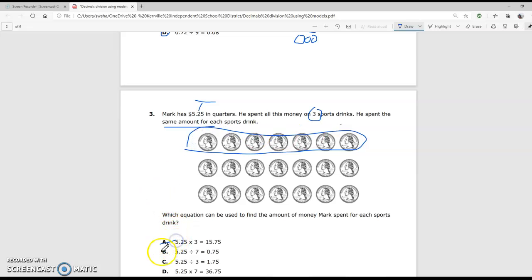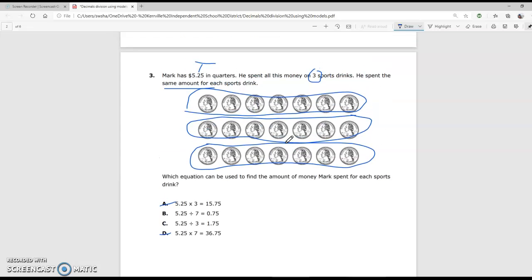So it's not multiplication, right? You have $5.25 in quarters, and you split it up into 3 sport drinks. Which equation can be used to find the amount of money Mark spent for each sport drink? So if you use your GET strategy, the question is on the each, how much does each one cost? And you know to find how much each one costs, you divide, right? You know your total is $5.25, and you're going to divide this into 3.